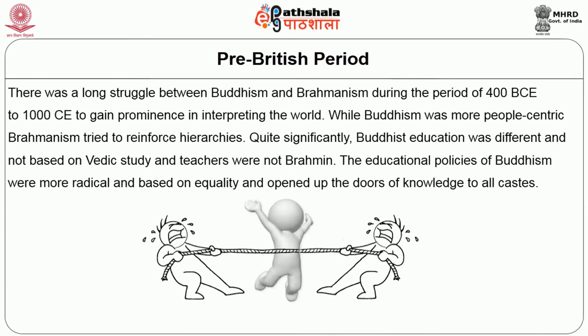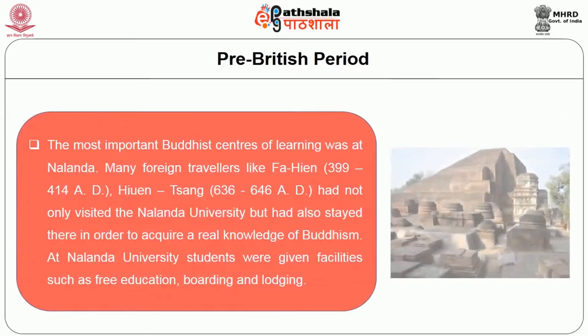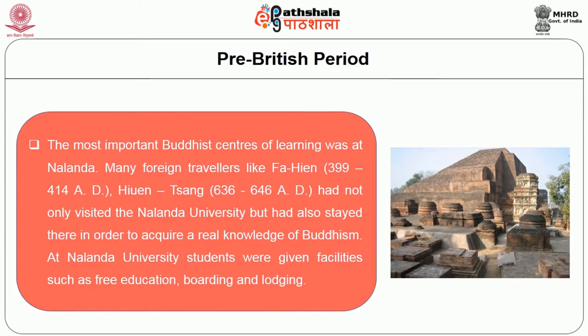There was a long struggle between Buddhism and Brahminism during the period of 400 BCE to 1000 CE to gain prominence in interpreting the word. While Buddhism was more people-centric, Brahminism tried to reinforce hierarchies. Quite significantly, Buddhist education was different and not based on Vedic study, and teachers were not Brahmin. The educational policies of Buddhism were more radical and based on equality and opened up the doors of knowledge to all castes. The most important Buddhist center of learning was at Nalanda.